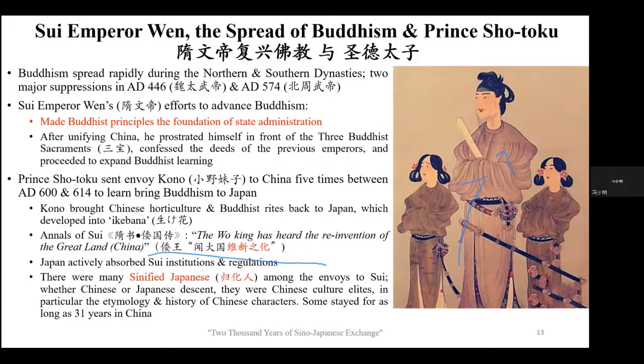And the Sui annals actually wrote, the Wa king has heard the reinvention of the great land. This great land meaning China, the Japanese people now know in China a new dynasty has been formed. So Japan actively absorbed all the Sui institutions and regulations. And at this time, there were also many native Japanese who went to China and absorbed Chinese culture. Especially these Chinese culture elites, they studied a lot of the history and the etymology of the Chinese characters, and some stayed for very, very long periods of time.